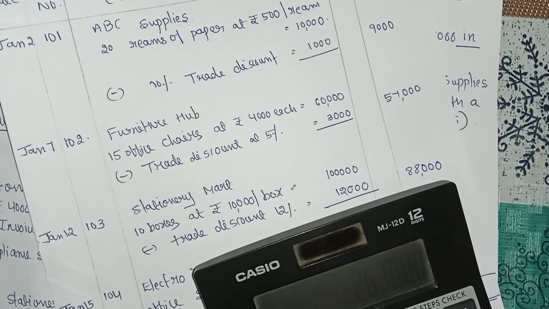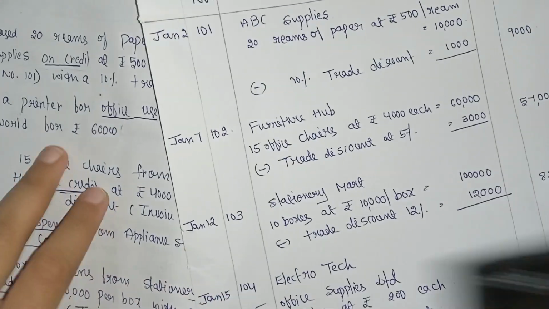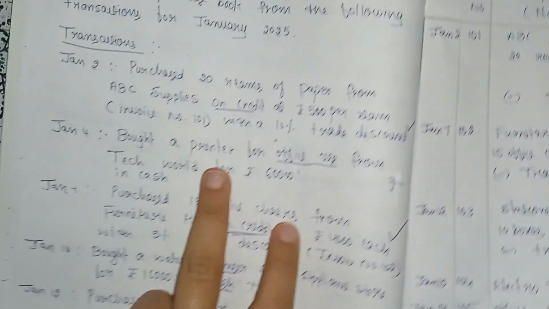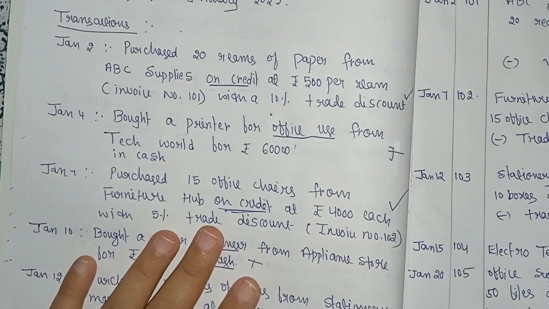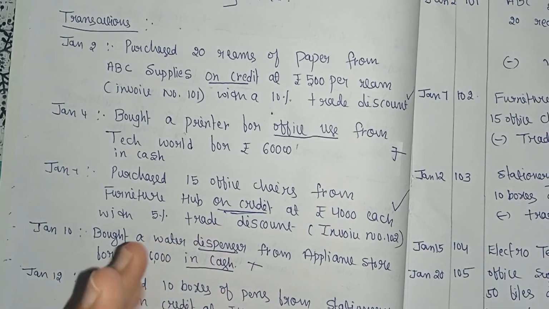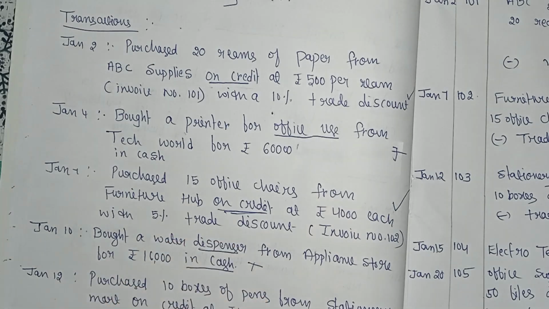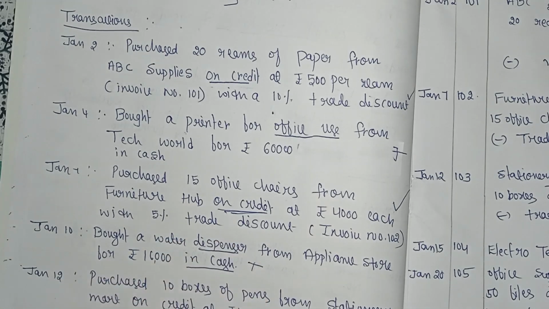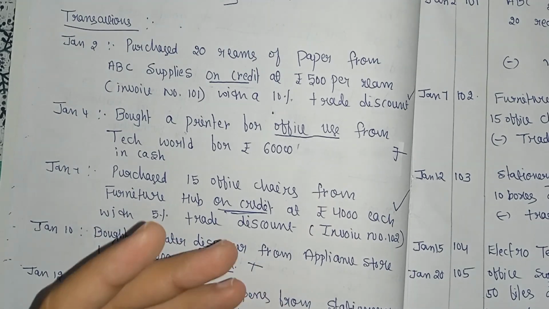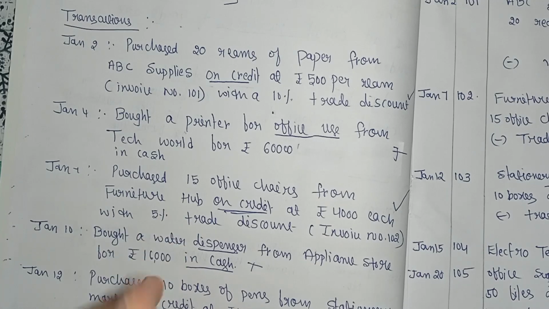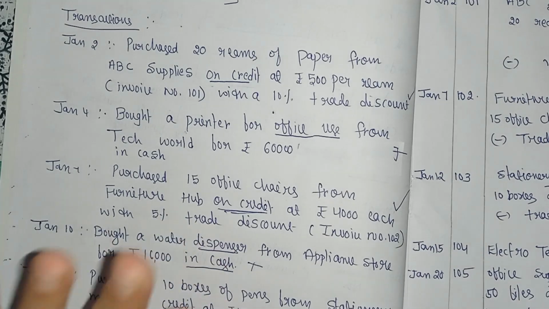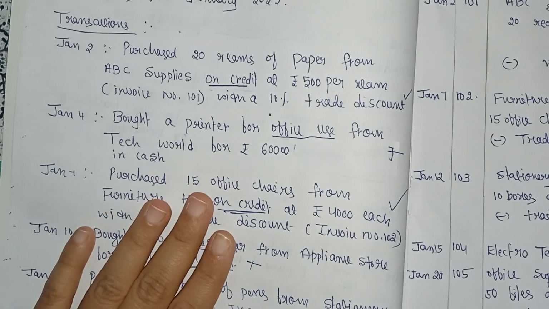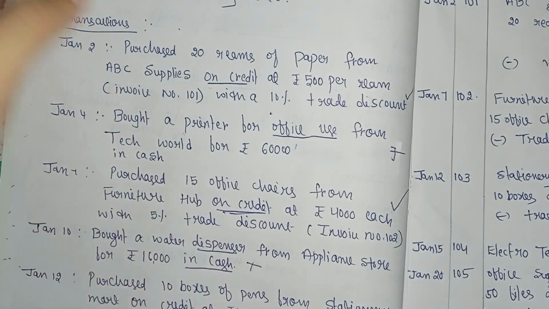And here, see here, printer, water dispenser, cleaning supplies, they are excluded because they are recorded in the cash book, because they were purchased by paying cash. And fixed assets like printer and water dispenser are recorded in the fixed asset account and not in the purchase book. Okay, this is about the purchase book.